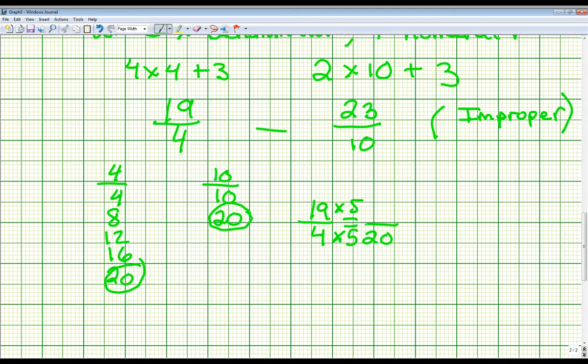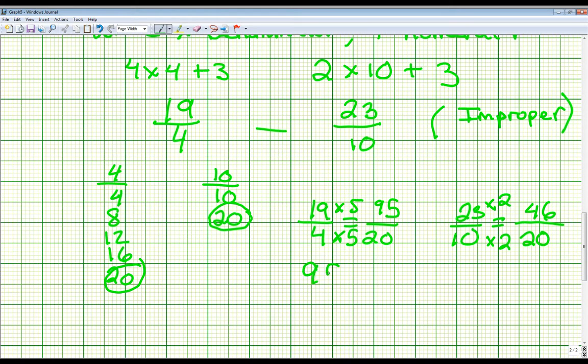So when I take 19 and I times it by 5, I end up with 95. So I'm going to have 95 over 20. So 19/4 turns into 95 over 20. Now I'm going to take 23/10 and I'm going to change it into something out of 20. So to get from 10 to 20, I multiply by 2. So to do the same thing to the top, 23 times 2 gives me 46. So 23/10 turns into 46/20.